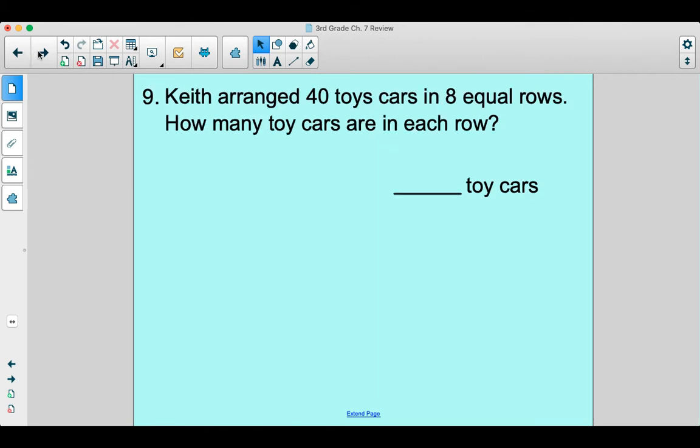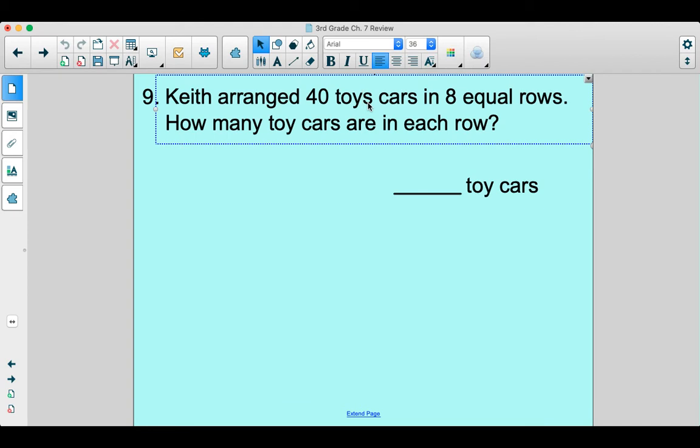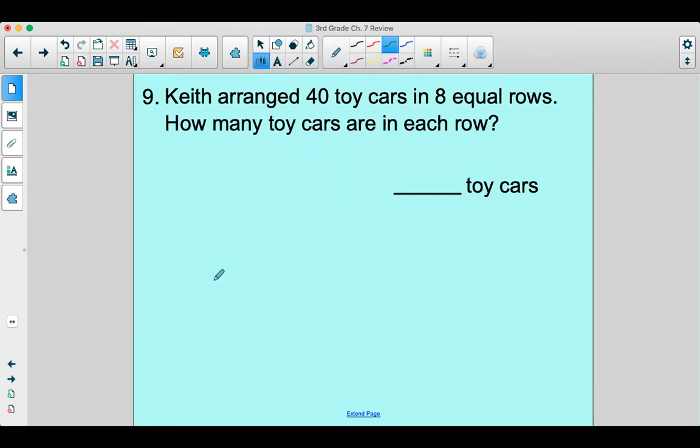All right, number 9. Let's see here. Keith arranged 40 toy cars in 8 equal rows. How many toy cars are in each row? All right, so we can probably imagine this one, right? So he's got 40 toy cars. They're in 8 equal rows. Okay, so he has 8 rows. 1, 2, 3, 4, 5, 6, 7, 8. And how many cars does he have to put into each row to make this whole thing worth 40?